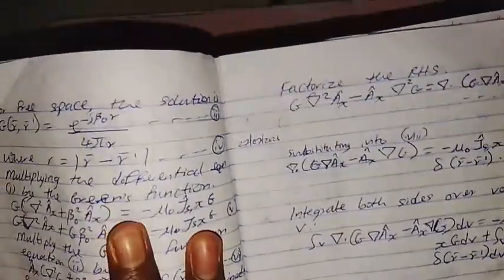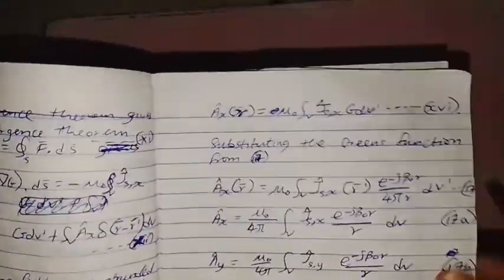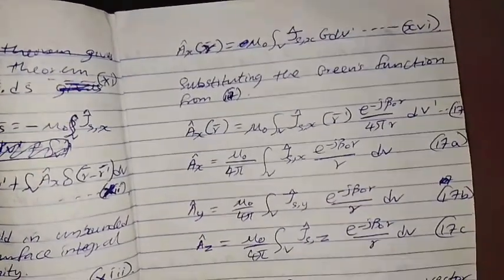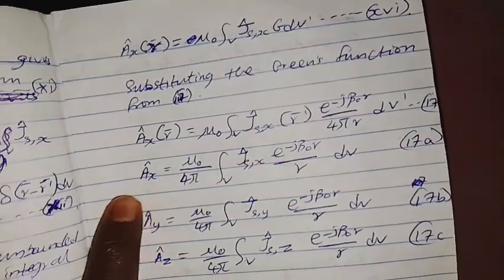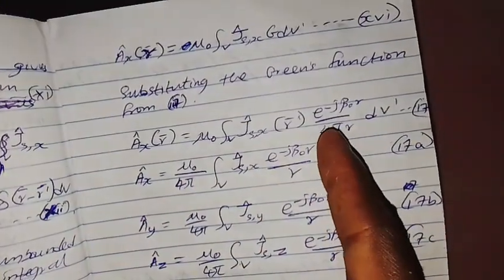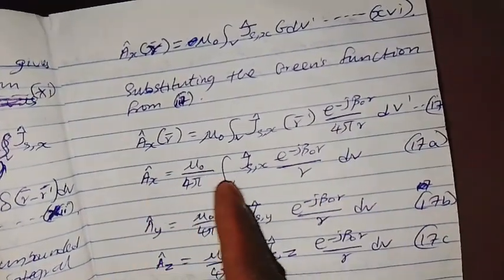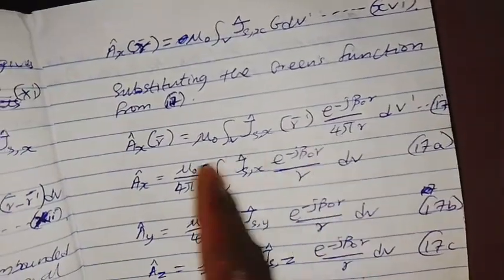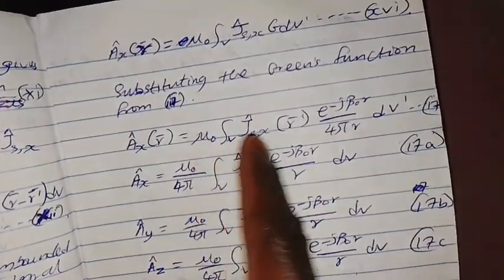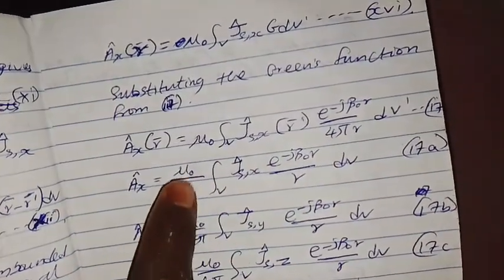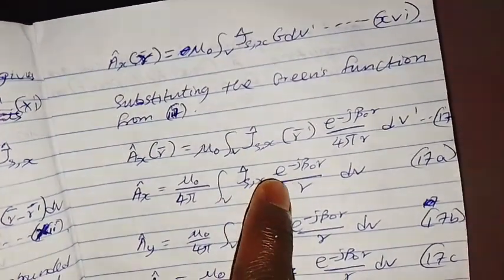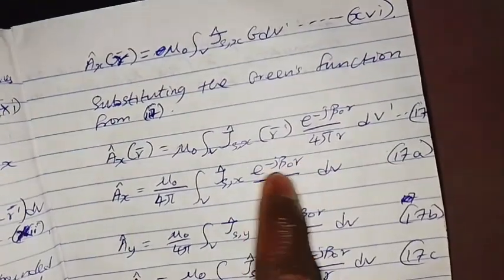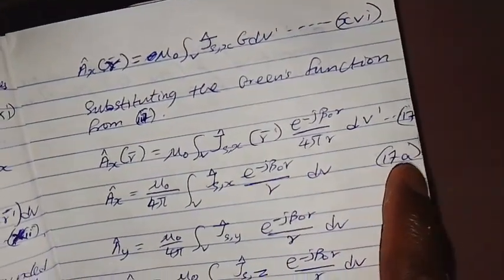Okay? Now, good. Hope that's clear. Then A x will now be equal to what? You bring this 4 pi outside, you leave all those inside, so you now have this over 4 pi. Of course, volume integral, this J s, look at it there, then this guy, and then what? dV. This is your equation 17a.